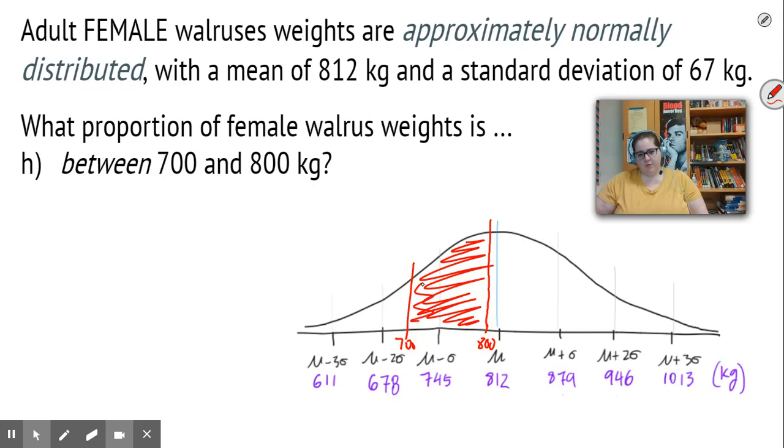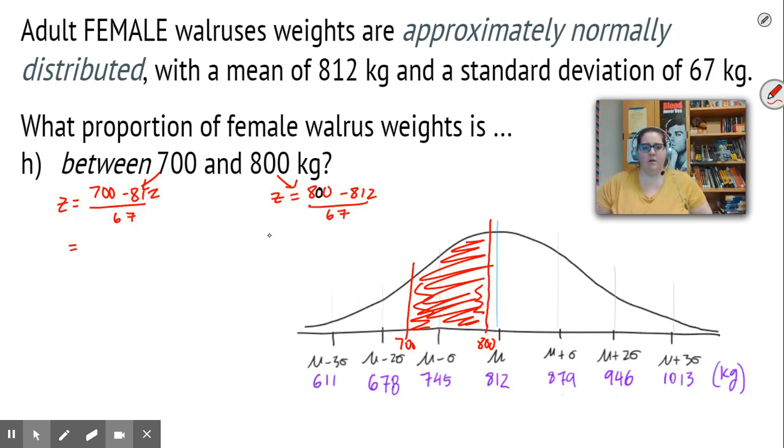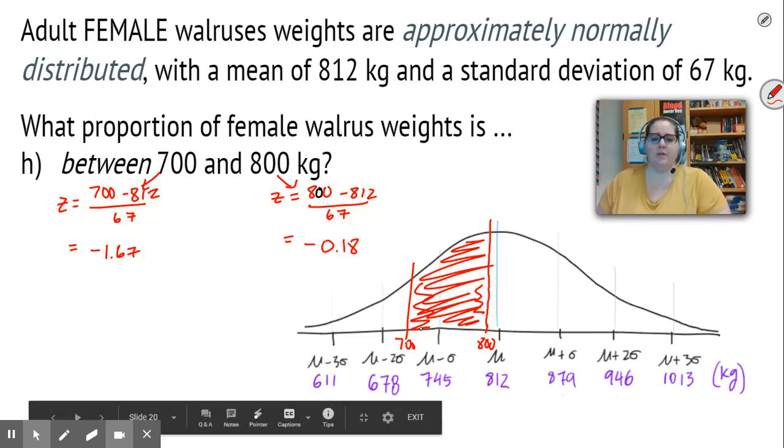All right, so the way we do a between is we're still going to start by finding z-scores. So I'm going to go ahead and find my z-score for 700 and my z-score for 800. It's the same way I've done before. Okay, I'm going to figure out what those are and come back. So those are our z-scores. I just found two separate z-scores.